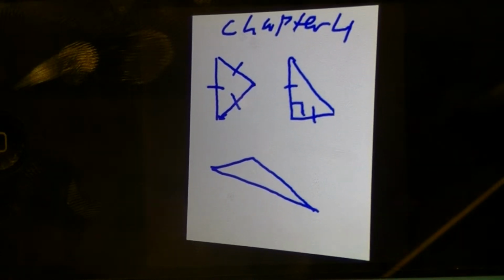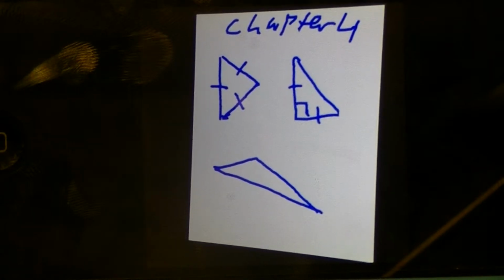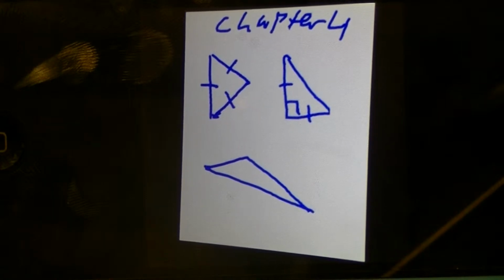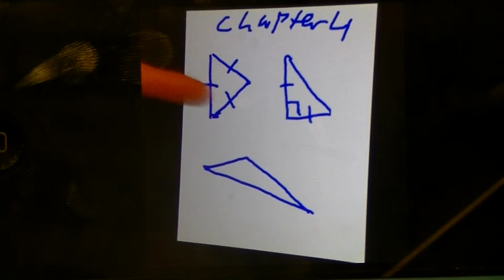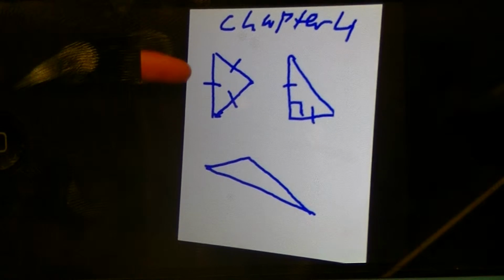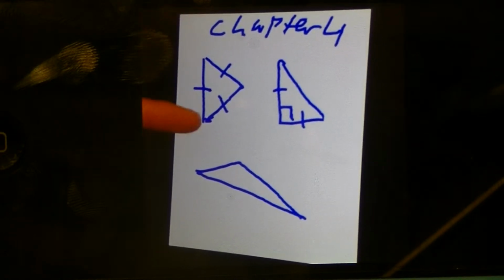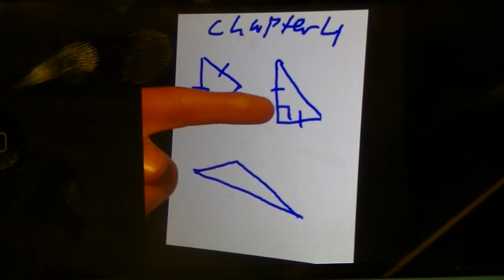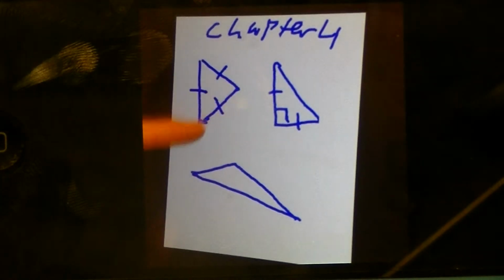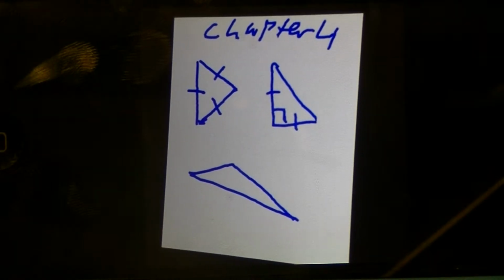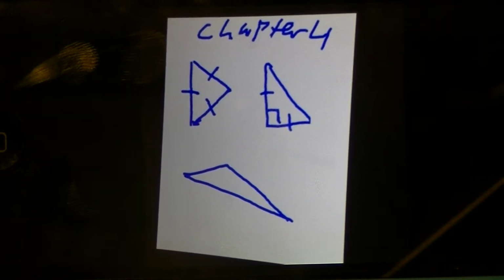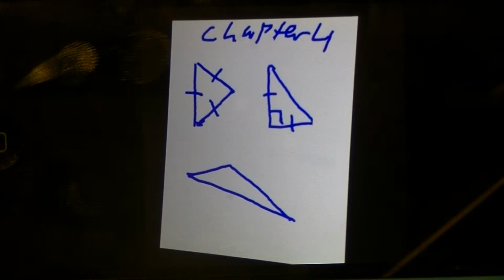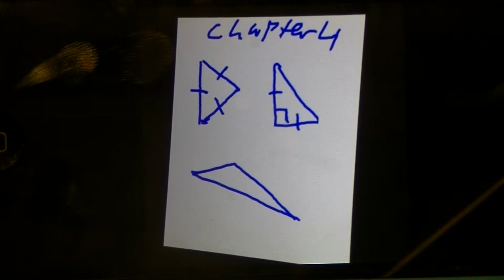Chapter 4 is all about triangles, classifying them, telling if they're congruent, and using a graph to identify them. This triangle, all three sides are congruent, so it's an equilateral triangle. This triangle has two congruent sides and a right angle, which makes it a right isosceles triangle. And then this triangle right here has no sides congruent, so it is classified as a scalene triangle.